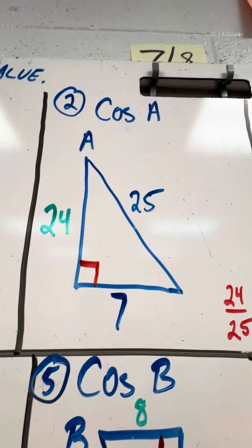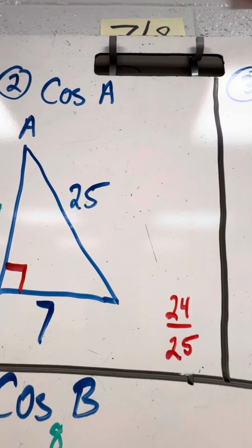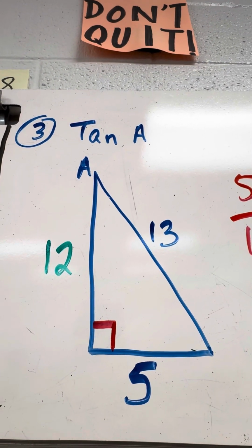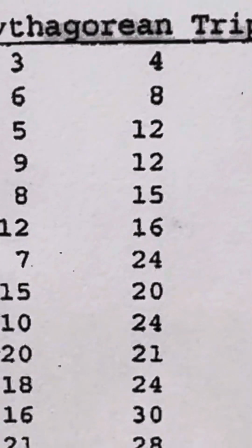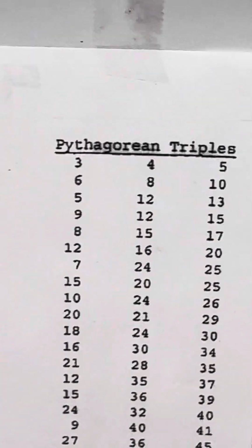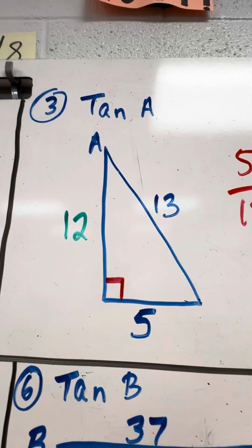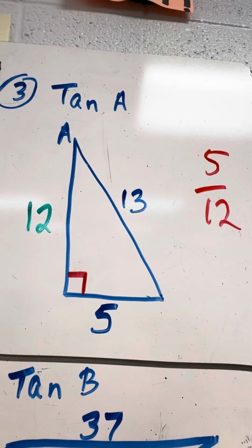So what's cosine of A? Adjacent over hypotenuse, 24 over 25. So here, 5 blank and 13. Go back to the chart here. You see here, 5. 12 is your second number, so you're going to put in 12. What's tan of A? Opposite over adjacent, 5 over 12.